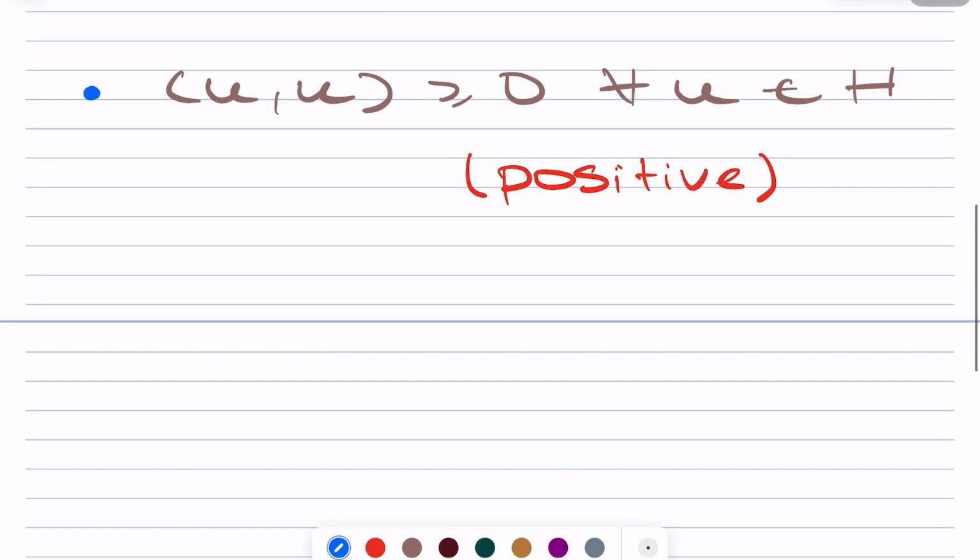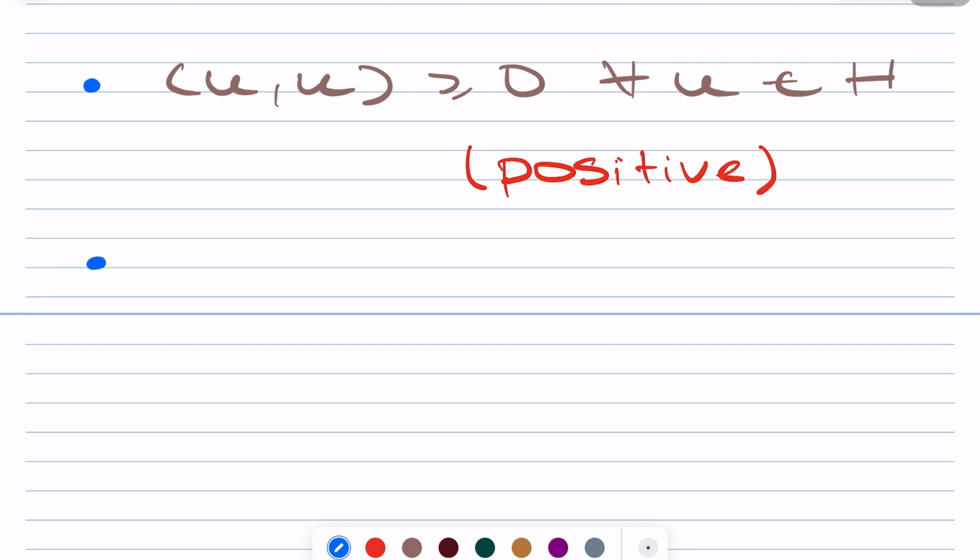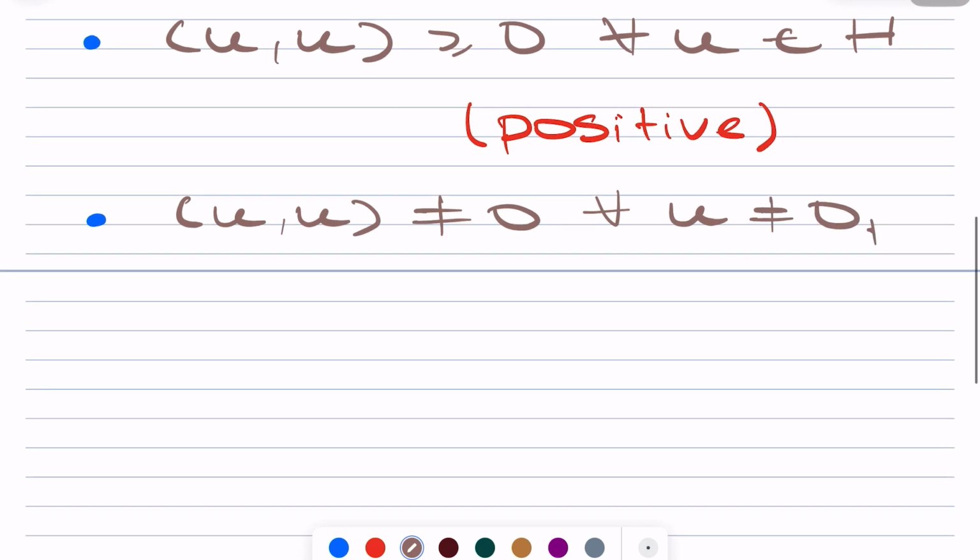And finally, it should be definite. The scalar product of u and u should be different from 0 whenever u is different from 0. This is the 0 of the Hilbert space. So this property says it is definite.